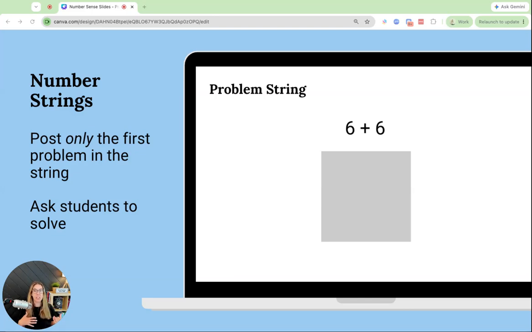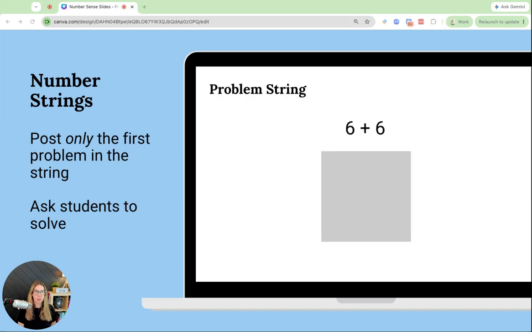So for example, your kids would walk in and this would be on the board. This would be their warm up, just seeing 6 plus 6. That's a pretty friendly way to walk in. Going to keep that amygdala low, going to keep that hyperactivity not there so that we can recall, retain, and problem solve. So we post only the first problem in the string and allow students to solve.